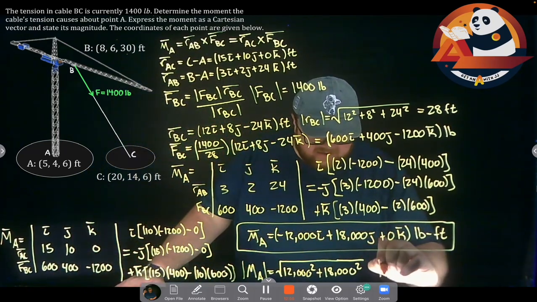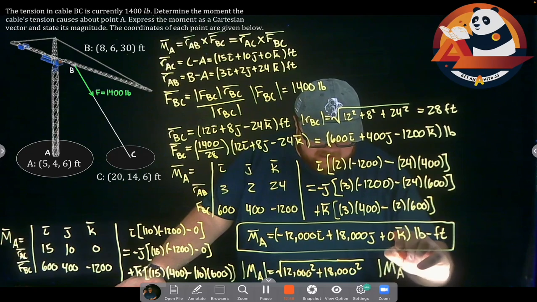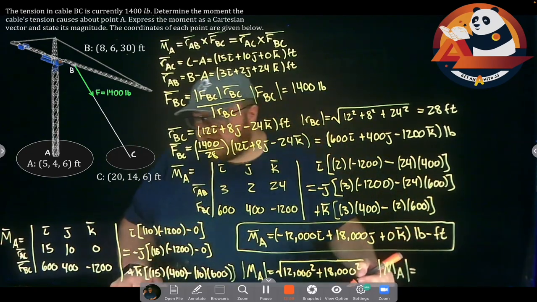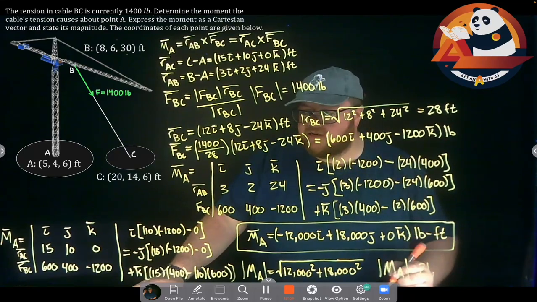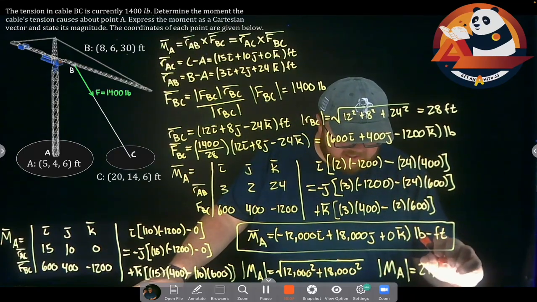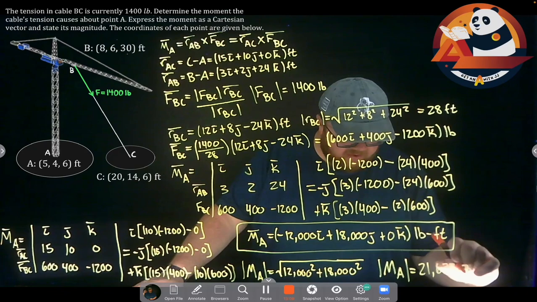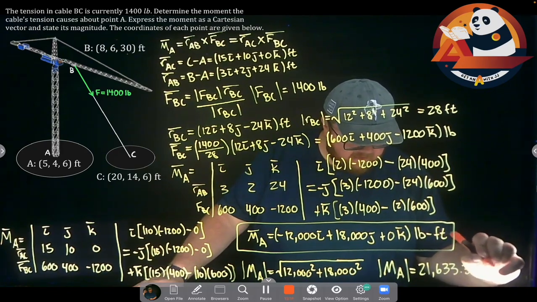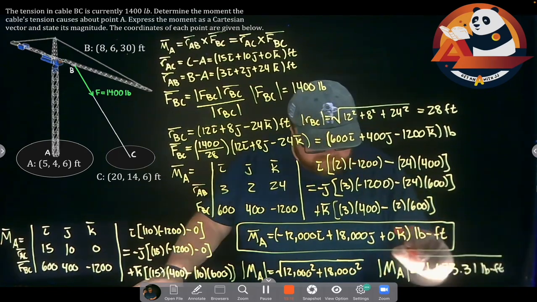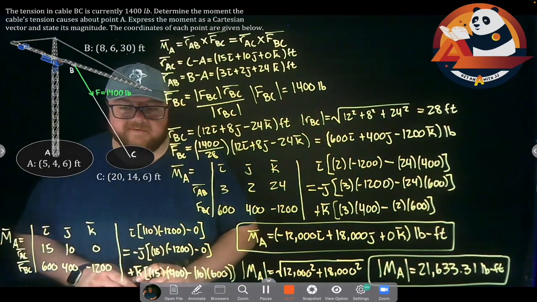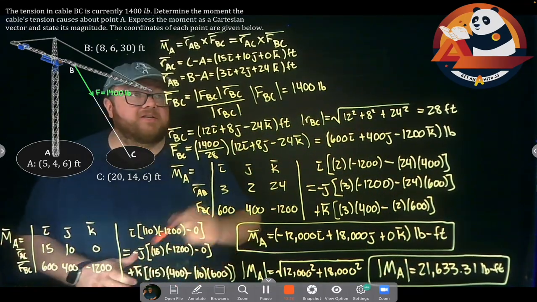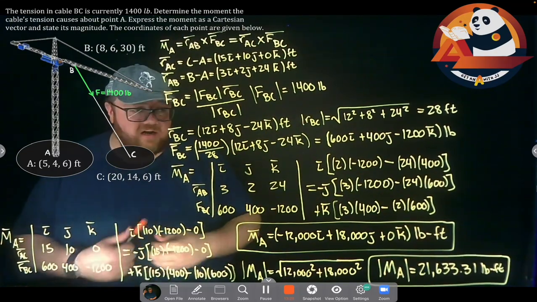My final answer in this problem is going to be that my moment about my fixed support is 21,633.31 pound feet, which would be our final answer for our problem. Again, we're really just doing the cross product in 3D to get through our 3D moment problems.